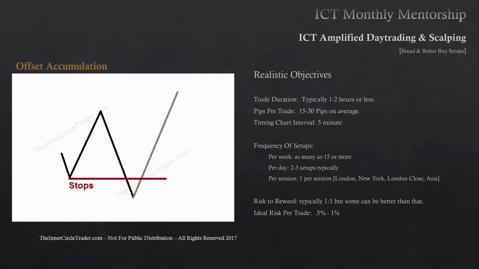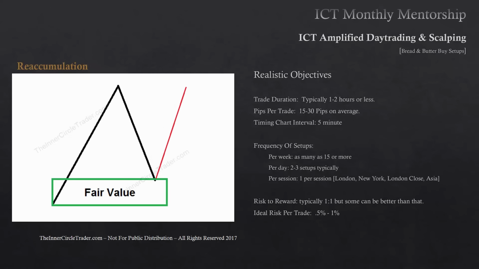Now, this is the offset accumulation model. Basically, it's a stop run on sell stops. The buy profile for offset accumulation. So in other words, it's engineering sell side liquidity, knocking out sell stops to take it higher. And for reaccumulation, using fair value or reaccumulation buy profile for the price engine model, this is what it is. It's typically the optimal trade entry.